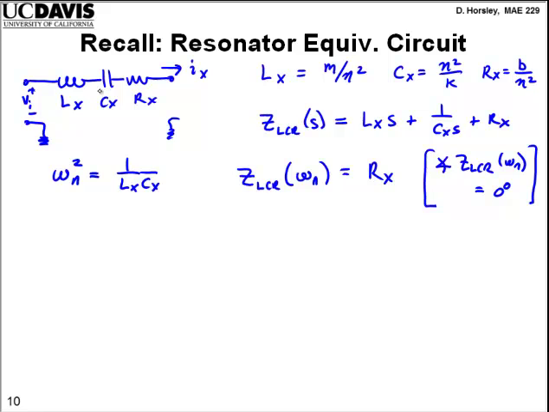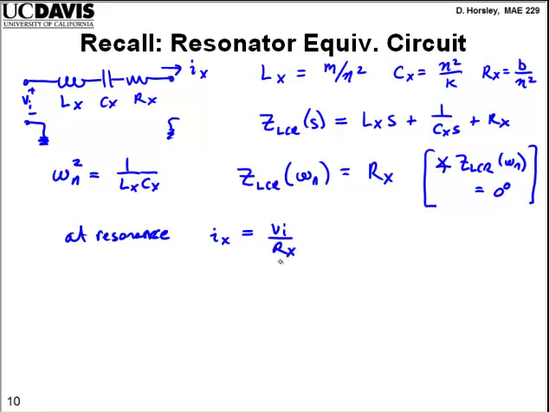Okay, so one important thing is that at resonance, the thing looks like the series resistance Rx, and so if you wanted to know at resonance the amplitude of the current that you're going to get, Ix is going to be equal to Vn divided by Rx, right?